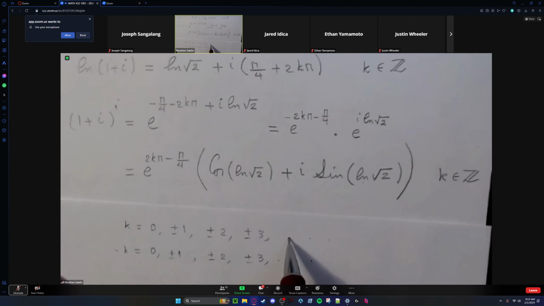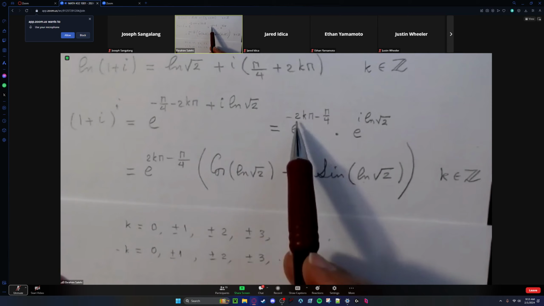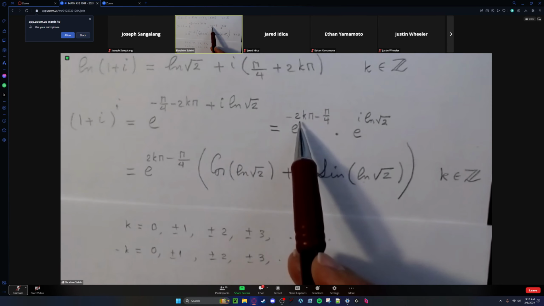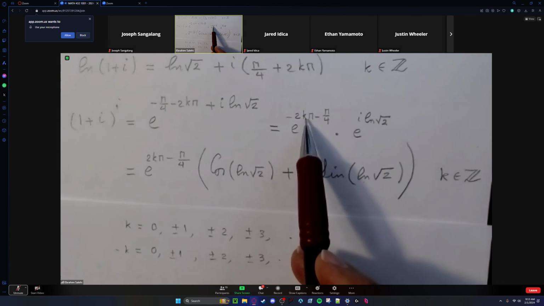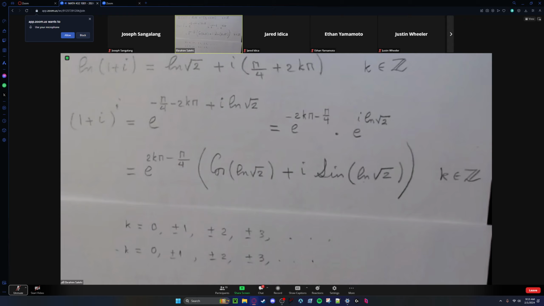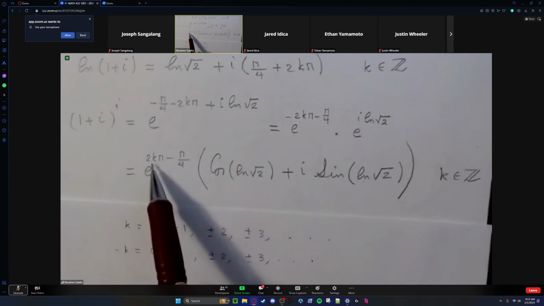And so forth. So if I know that here k is an integer, well, I know that if I replace k by negative k, again, I will cover all integers. But it looks a little bit better without that negative. It looks a little bit better. So that is how it worked.